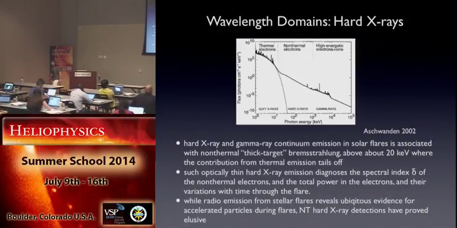Okay. Hard X-rays. So this is a schematic plot from a solar flare showing the contribution of thermal electrons, non-thermal electrons, and then very energetic electrons and ions. And you can see that the radiative flux of these thermal electrons dominates over the non-thermal electrons by factors of about 10 to the fifth. Okay.